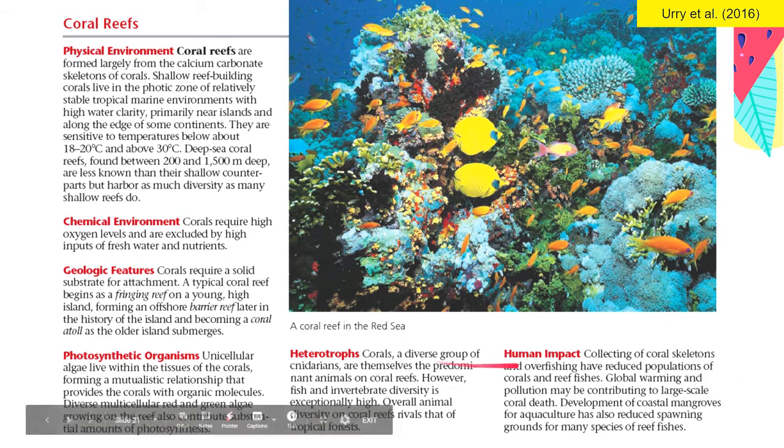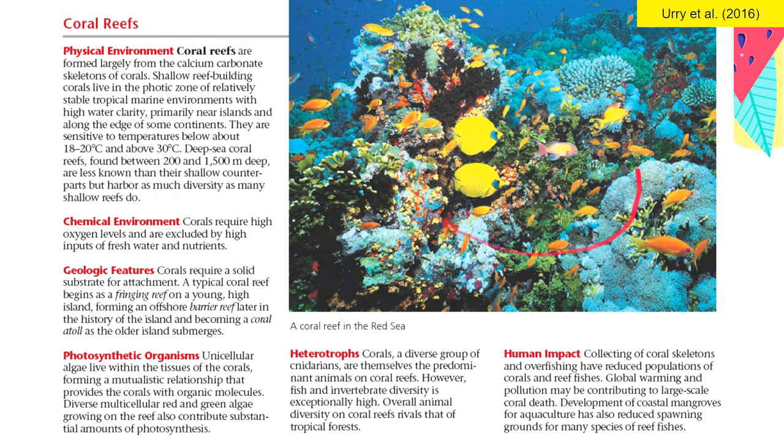Now, the most important thing to note is that collecting of coral skeletons and overfishing have reduced the population of coral reefs, because what tourists do is that they will dive and then they will collect coral and bring it home as souvenirs. That is not good. Global warming and pollution. So being a body of water, coral reefs are also very prone to exposure to water pollution in its different forms. And global warming, as we've mentioned, they're very sensitive to temperature. Development of coastal mangroves for aquaculture also reduces the spawning ground of some species of fish.